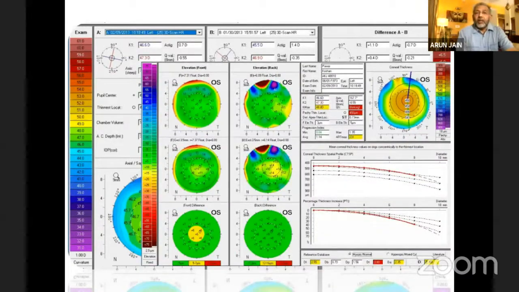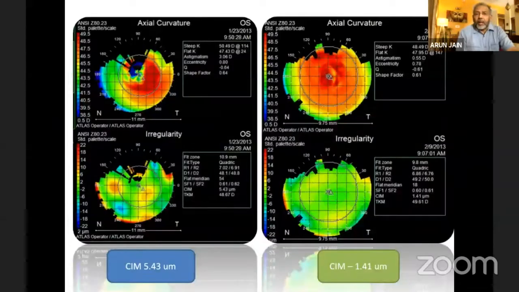And this is the Belin-Ambrosio map. You can see there is a slight elevation anteriorly, because the initial epithelium is multi-layered. As time passes by, there's a compaction of epithelium in the center. And you can see the corneal irregularity has improved from this to 1.41 micron.